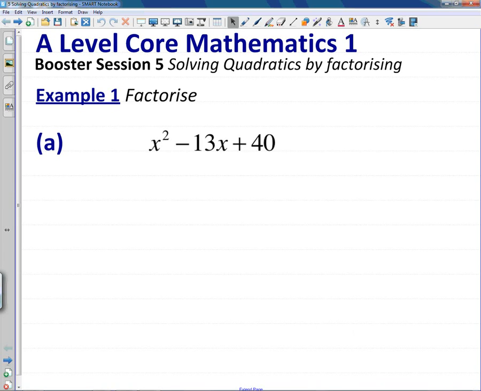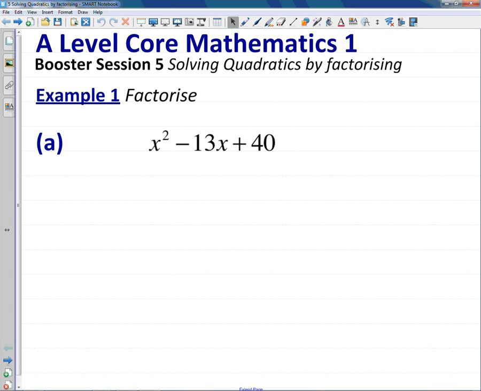Everyone, welcome to this C1 booster session on solving quadratics by factorising. Now this is going to be potentially quite a long session, so what I suggest you do is get a pen and paper and just be prepared to pause the video and give the questions a go yourself first before listening to my explanation. Now first we're going to look at just factorising.